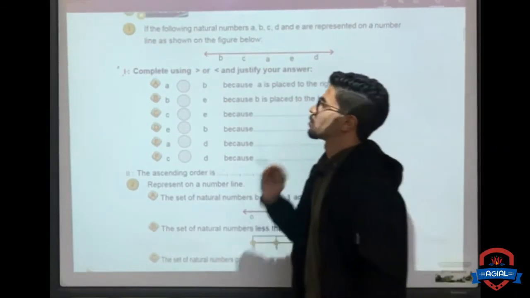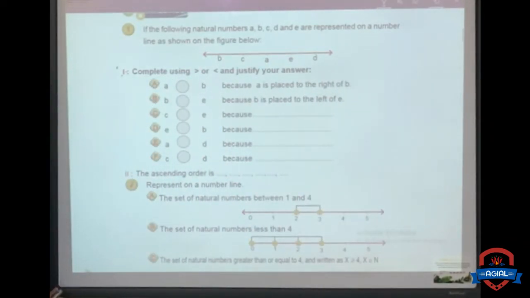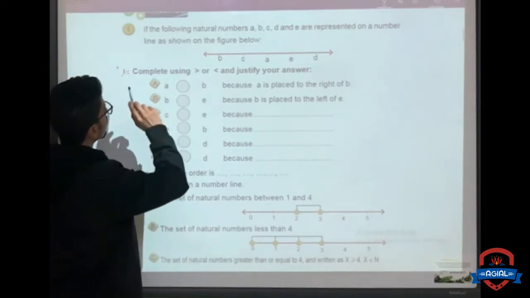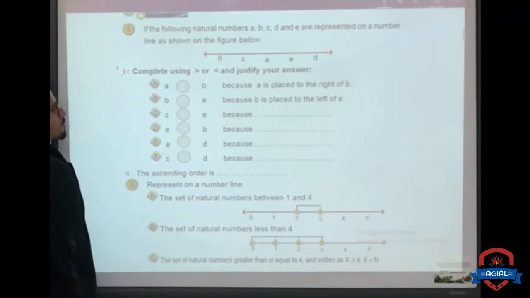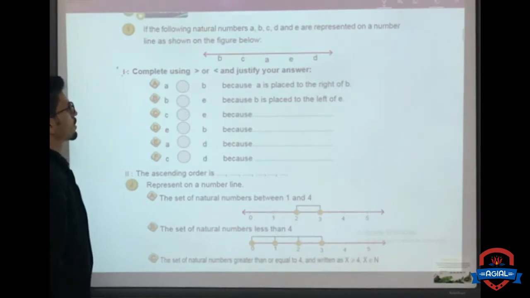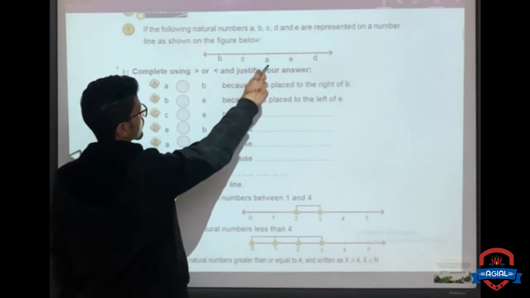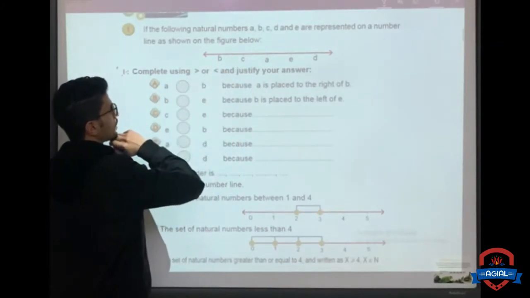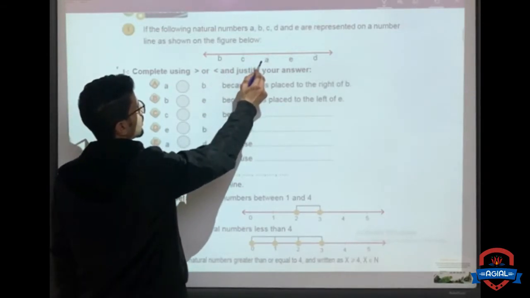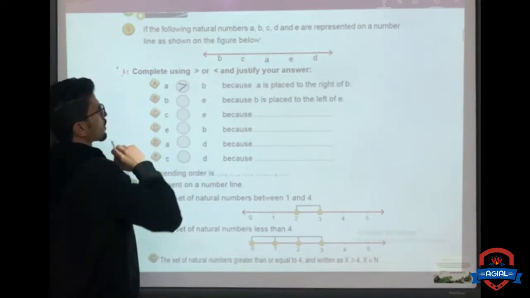We have number 1: the following natural numbers A, B, C, D, and E are represented on a number line as shown in the figure below. We need to complete using more than or less than and justify your answer. In letter A, we have A and B. We search for the point A and the point B, and we notice that A is placed to the right of B, so A is more than B.